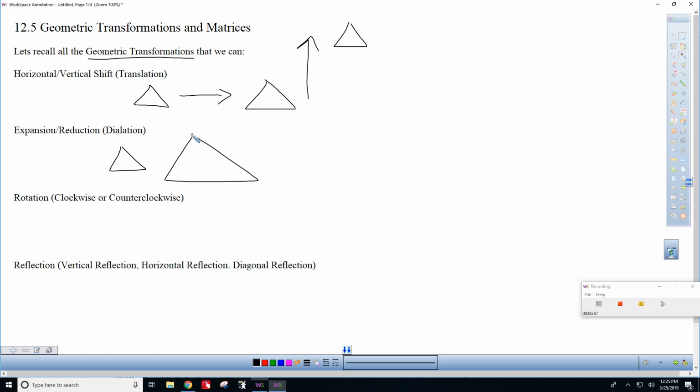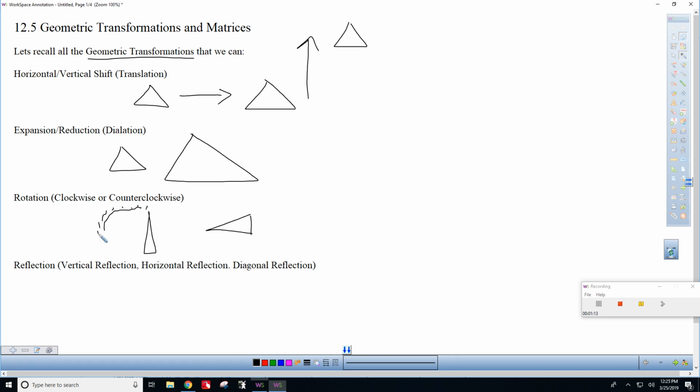We could do a rotation. I think we're going to focus on counterclockwise rotations. That would be a 90-degree counterclockwise rotation, right?